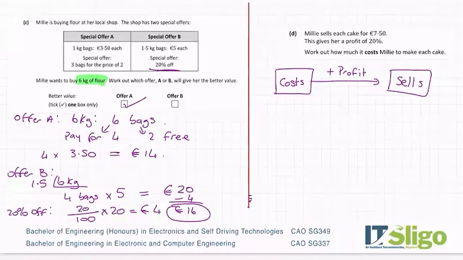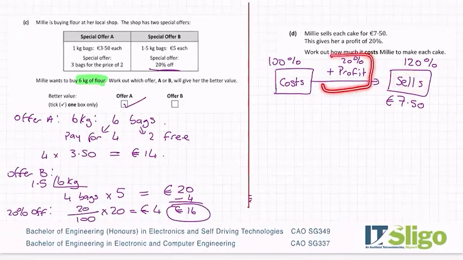Okay, and that's how any business works. So she sells it for €7.50. Okay, her profit is 20%. So when she sells it, she's selling it for the equivalent of 120%. Okay, the selling price already also includes the profit. Okay, so when you're to work out her costs, you divide the 7.50 by its percentage.